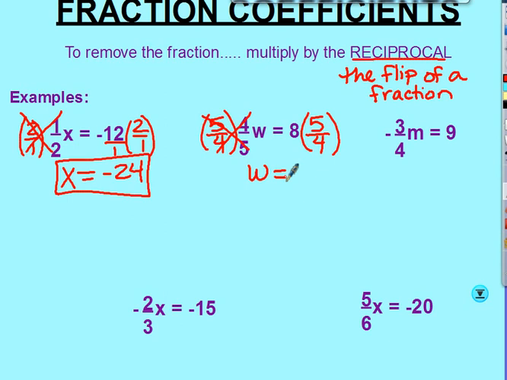Now for the multiplication on the right side. 8 times 5 is 40. Remember, you have an invisible 1 on the bottom of the 8. So on the bottom, you're going to do 1 times 4. We have 40 divided by 4, which equals 10. So our solution is W equals 10.